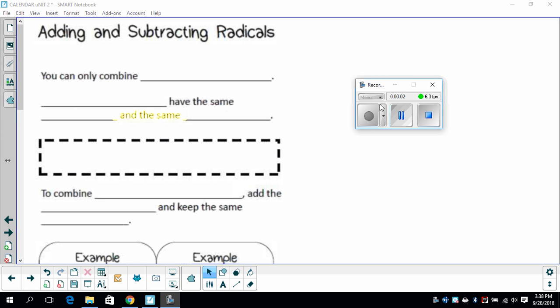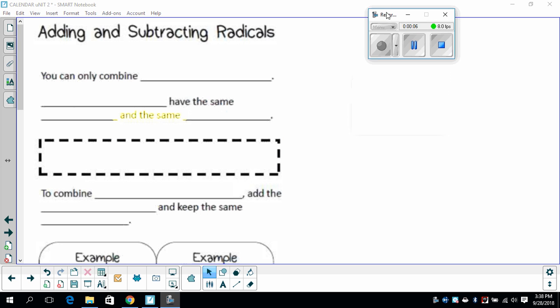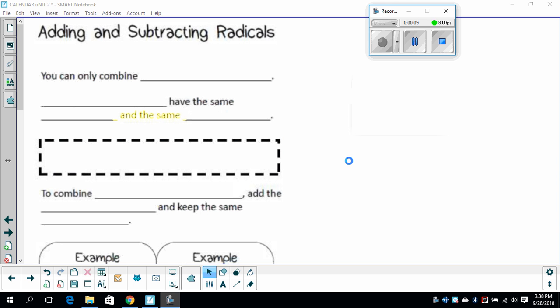Everyone. Today we're going to be talking about adding and subtracting radicals. So open up to this page of your notes. I believe it is page 15, and copy along with me.